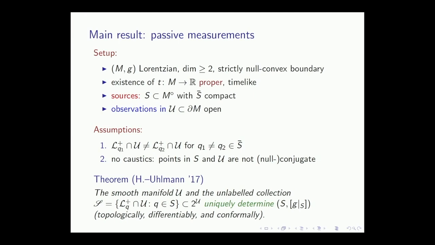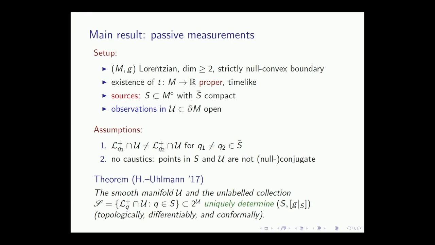And so then the theorem that we proved last year states that if you know this smooth manifold U here, so you know exactly what your laboratory looks like, and you're just given this unlabeled collection of measurements. So for each signal, you just have one folder. And so you have a whole bunch of these folders, which is the collection of these light observation sets. Then from these, you can recover the set S and the metric tensor there exactly.